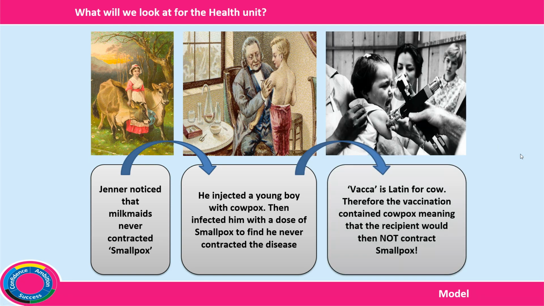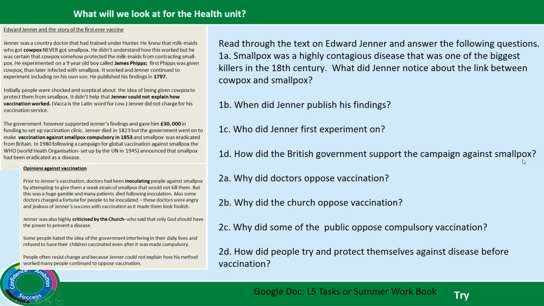Now, vacca is Latin for cow, and the vaccination actually contained cowpox, which is why it was termed vaccination. Because it contained cowpox, the recipients would then not contract smallpox. So to help make this a bit clearer, you have on either the Google Doc or on the summer workbook some text on Edward Jenner and the first ever vaccine.